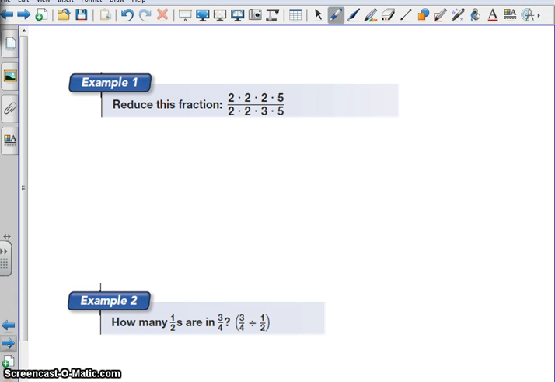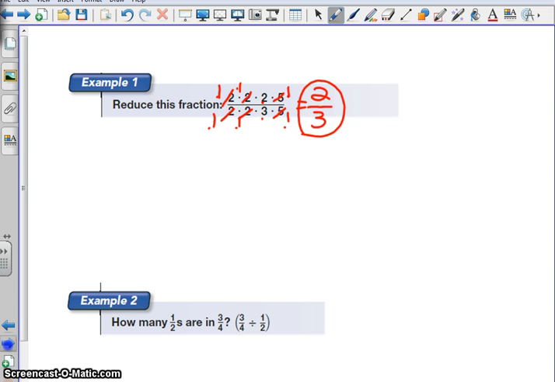Let's practice on example 1. We are going to reduce this fraction by crossing out the numbers that can equal 1. We see that 2 and 2 equal 1. 2 and 2 equal 1. 5 and 5 equal 1. But we have left over 1 times 1 times 2 times 1 equals 2. 1 times 1 times 3 times 1 equals 3. Our answer is 2/3.